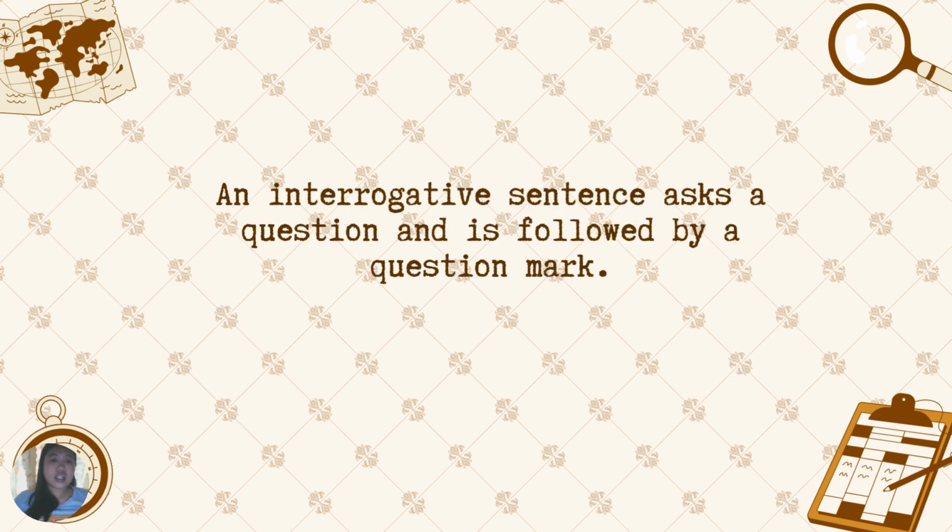Next is an interrogative sentence. It asks a question and is followed by a question mark. So, for example, what time does the train arrive? This type of sentence seeks information and ends with a question mark.